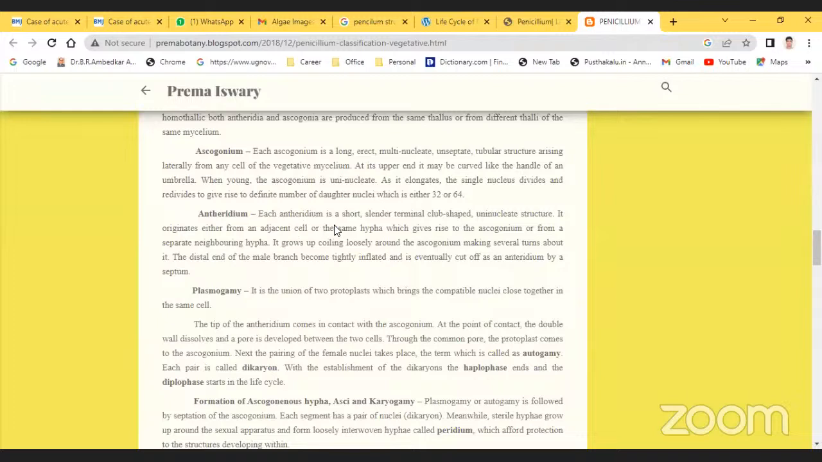Next, antheridium. Each antheridium is a short, slender, terminal, club-shaped uninucleate structure. It originates either from the adjacent cell or the same hypha which gives rise to the ascogonium, or from a separate neighboring hypha. It grows up, coiling loosely around the ascogonium, making several turns about it. The distal end of the male branch becomes tightly inflated and is eventually cut off as the antheridium by a septum. These are the formation of antheridium.